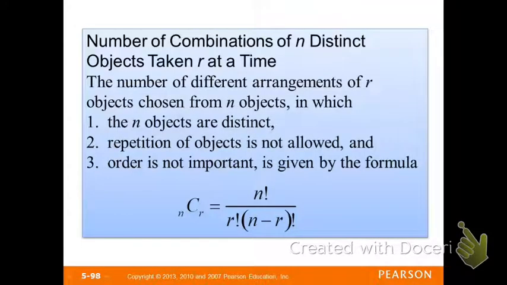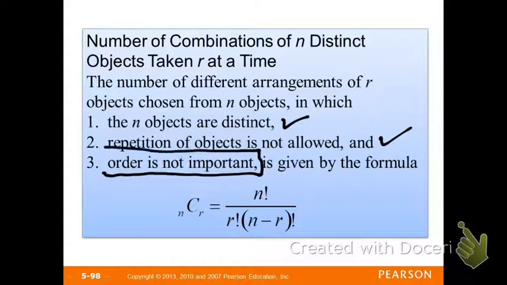And here's the formula for that. The number of different arrangements of R chosen from n objects in which the n objects are distinct. Okay, so here are the conditions for a combination. The n objects are distinct, same as permutation. Repetition is not allowed, same as permutation. But in combinations, the order is not important. Okay, so the important difference between combinations and permutations is that the order is important with permutations.